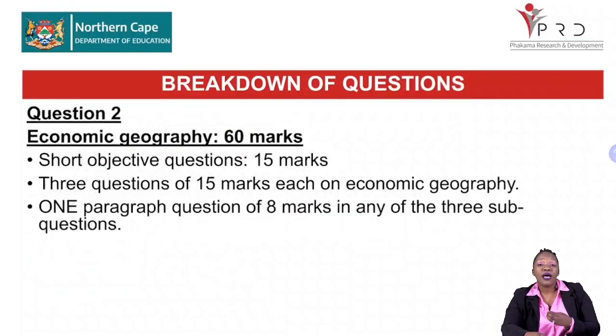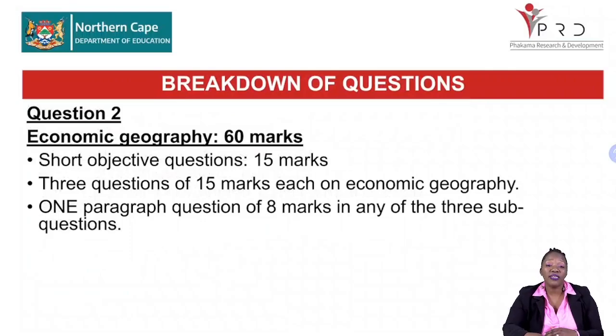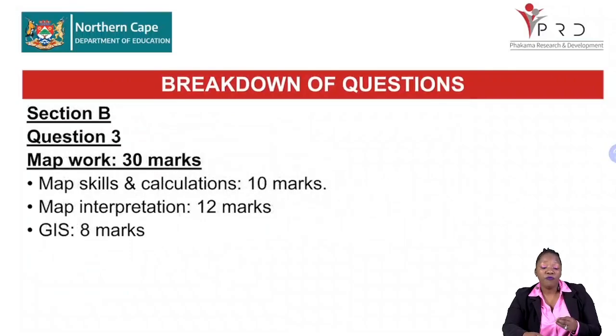Then again, same thing applies to our question 2, which is your economic geography. You will have those short objective questions for 15 marks, your figure 2.1 and your figure 2.2. Then you move to figure 2.3, 2.4 and your 2.5. In between those 3 figures, you will have 1 with a paragraph question, and then the rest of the questions will be your short questions, your medium questions, as well as your high order questions, whereby you need to give 3 times 2.